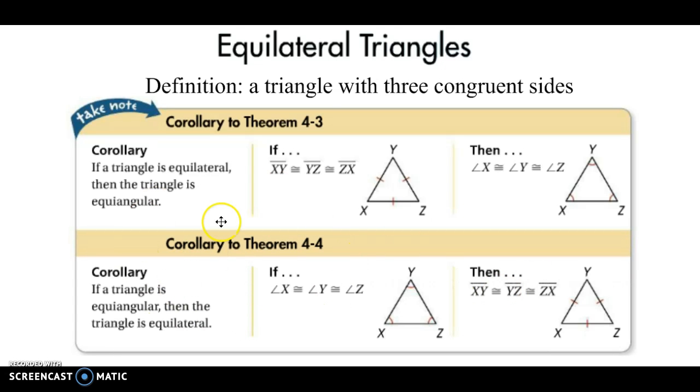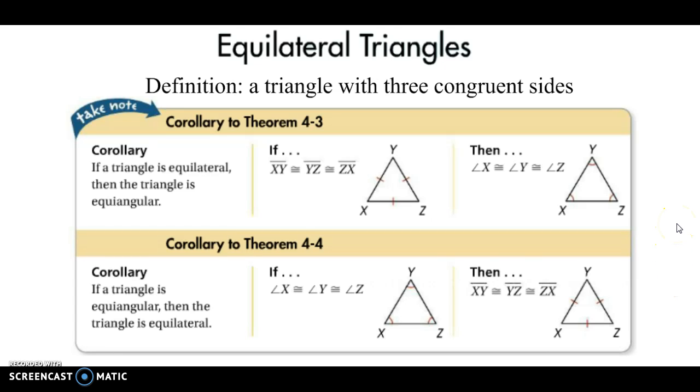The other thing that happens with equilateral triangles is if you know that a triangle is equiangular, which means, again, all the angles are congruent, then you can assume that all of the sides are congruent. So that's what this says. And again, if you were using it in a proof, you would have to explain it.